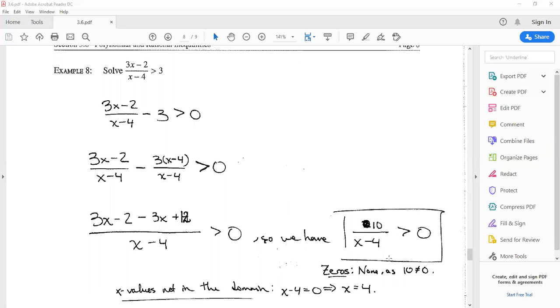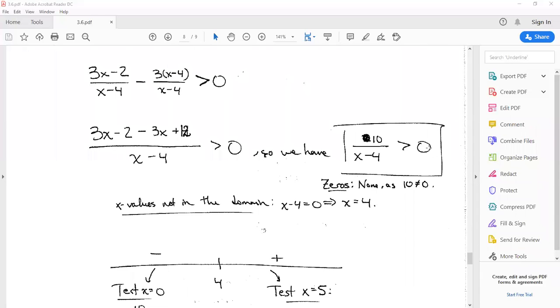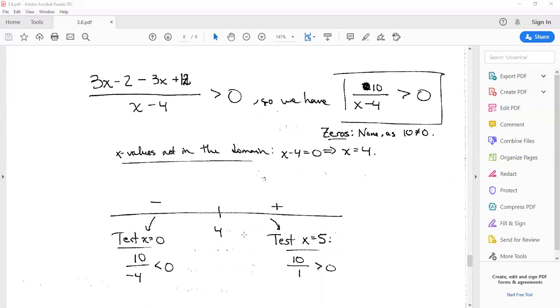And the denominator is only equal to 0 when x equals 4. So there's really only one x value of interest here. So we're really just going to break the real line into two pieces. The x value is less than 4 and the x value is bigger than 4. So when x is less than 4, I like to test x equals 0. And I get 10 divided by 0 minus 4. That's 10 divided by minus 4. That's a negative number. And for the x values bigger than 4, we'd like to test x equals 5, let's say. And so we get 10 over 5 minus 4. That's 10 over 1, which is positive.